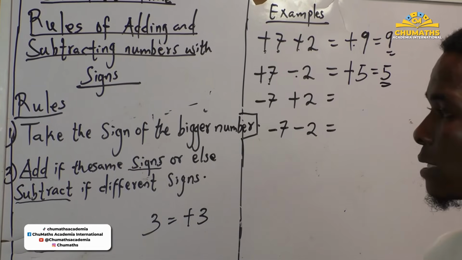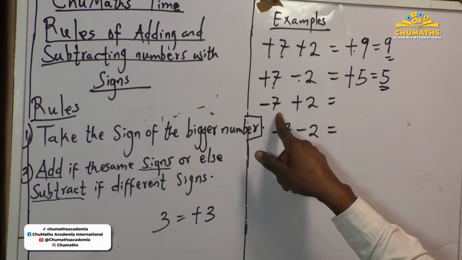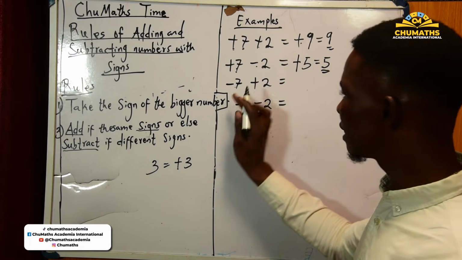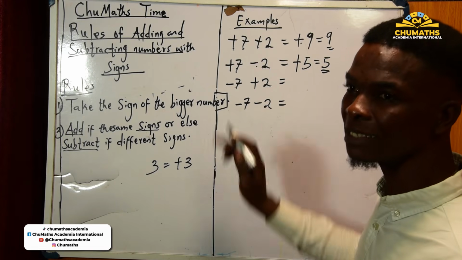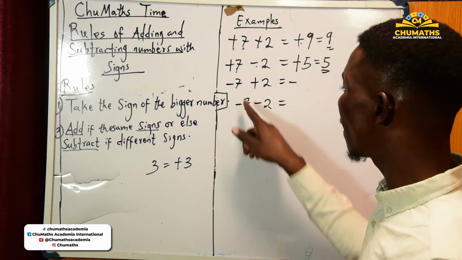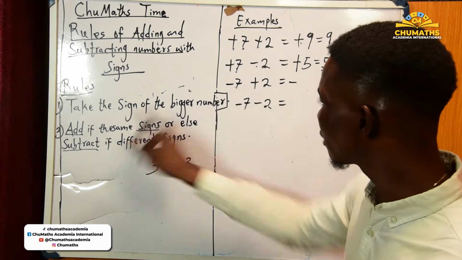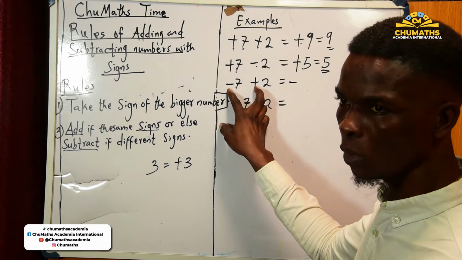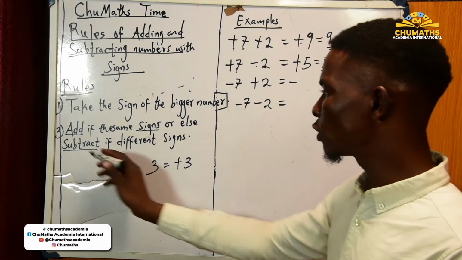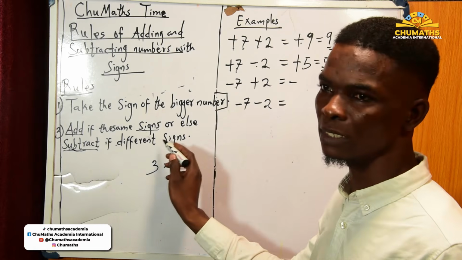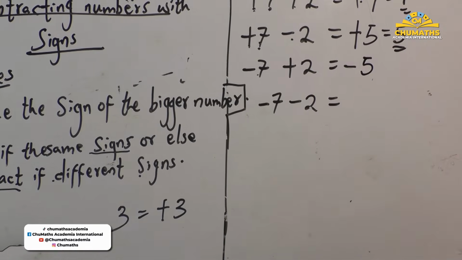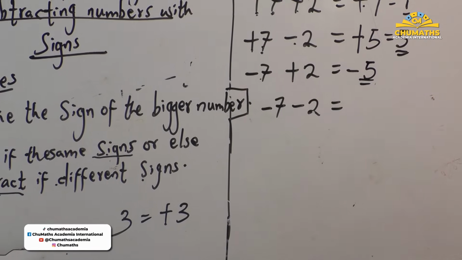So that means that if you come back here on this third one, minus 7 plus 2, the bigger number here is 7, but the sign here is what? It is minus first. So this becomes minus 7. Then, are the two signs the same? No. One is minus and the other one is plus. So what do we do? We subtract. Subtract if different signs. So that means this will be minus 5. Then that is the answer of this one.